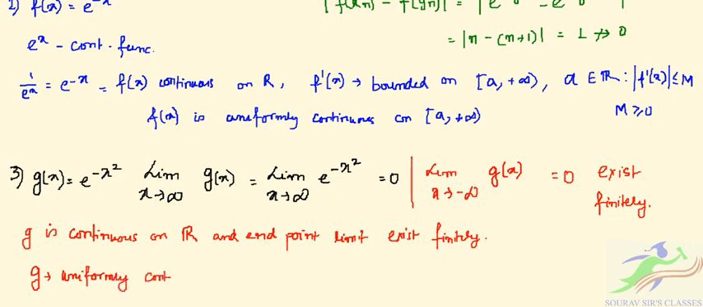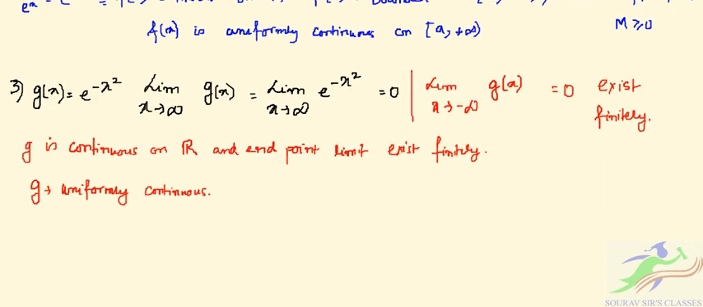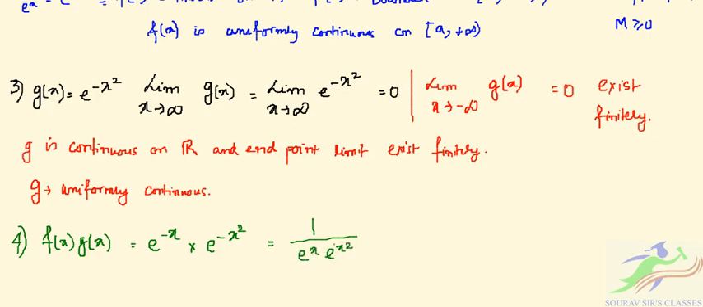All over the space it is continuous, so option 3 is also correct. Okay, let us check option 4. Here we have been given the multiplication f(x)g(x). So it is e to the power minus x multiplied by e to the power minus x squared, or we can write it as 1 by e to the power x multiplied by e to the power x squared. Further simplifying, we find e to the power x squared plus x.